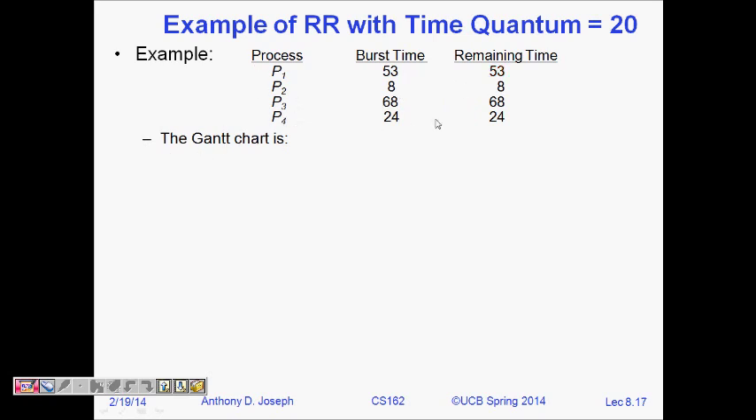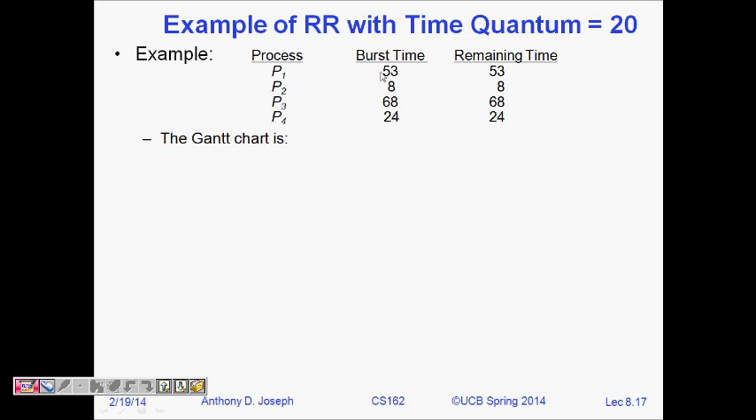So the Gantt chart, again, I don't know the pronunciation. So here you have the timeline. Basically, I will call it a timeline. You have four processes, and they have time units. The time for completion is 53 seconds, 8 seconds, 68 and 24 seconds. Now this is the remaining time. Nothing has started, so each of them has this much remaining time.